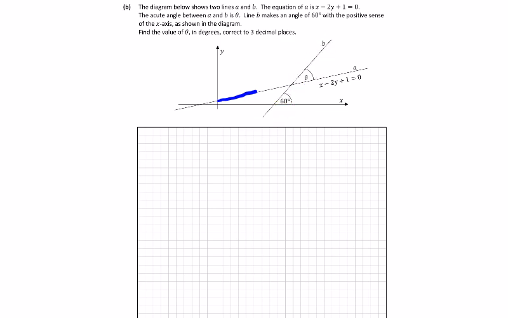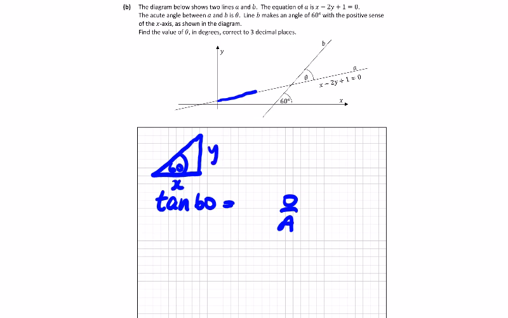What do we know about this 60 degrees? Well, if we have a 60 degree angle, we can say the tan of 60 is equal to O over A, which is this side over this side, which is also the slope. So the tan of 60 is equal to m of the line. The tan of the angle that it creates with the positive x-axis will give us the slope of this line in this case. So the tan of 60 is root 3.